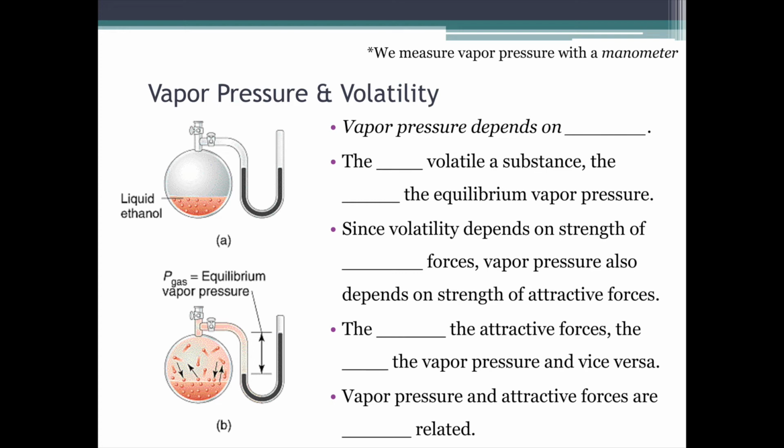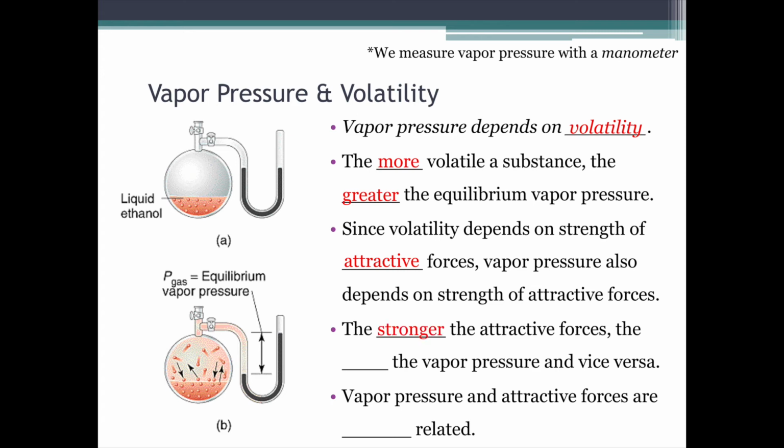So, vapor pressure and its relationship to volatility. Vapor pressure depends on volatility. The more volatile a substance, the greater the equilibrium vapor pressure. Since volatility depends on the strength of attractive forces, well, so does vapor pressure. So here's the idea. The more volatile a substance, the more molecules I am going to have as a gas, right? It has readily evaporated. There are more gas molecules. More gas molecules means more collisions with the wall. More collisions means greater pressure.